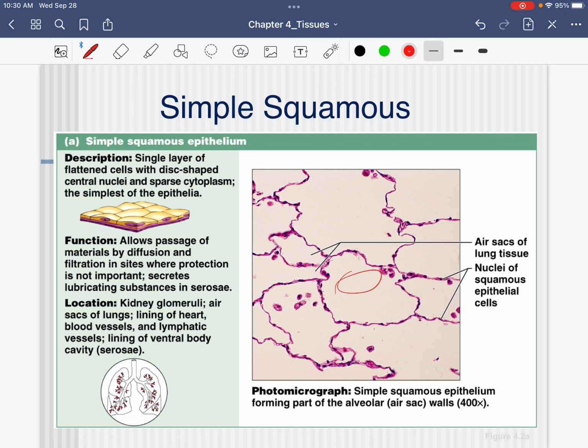You can memorize different functions if you want, but for our next lecture exam, if I'm going to ask you a question about location or function, it's going to be on the one that I give you. So for example, for simple squamous, the location to think about would be lungs, and the function to think about would be gas exchange.